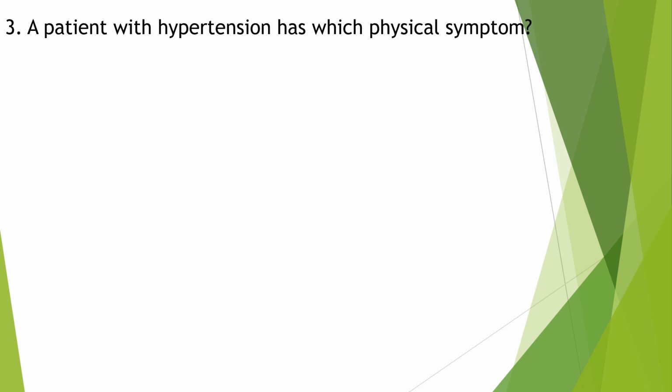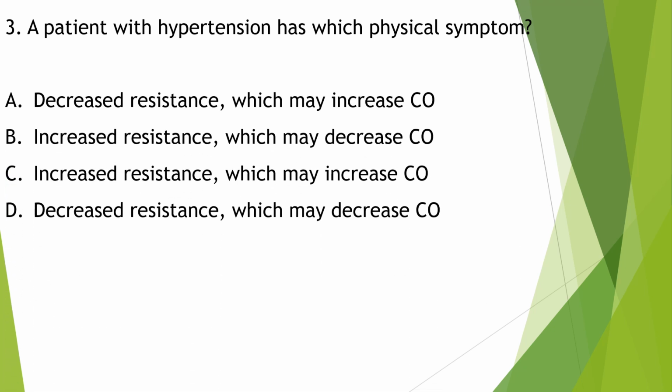A patient with hypertension has which physical symptom? Decreased resistance, which may increase cardiac output; increased resistance, which may decrease cardiac output; increased resistance, which may increase cardiac output; and decreased resistance, which may decrease cardiac output.